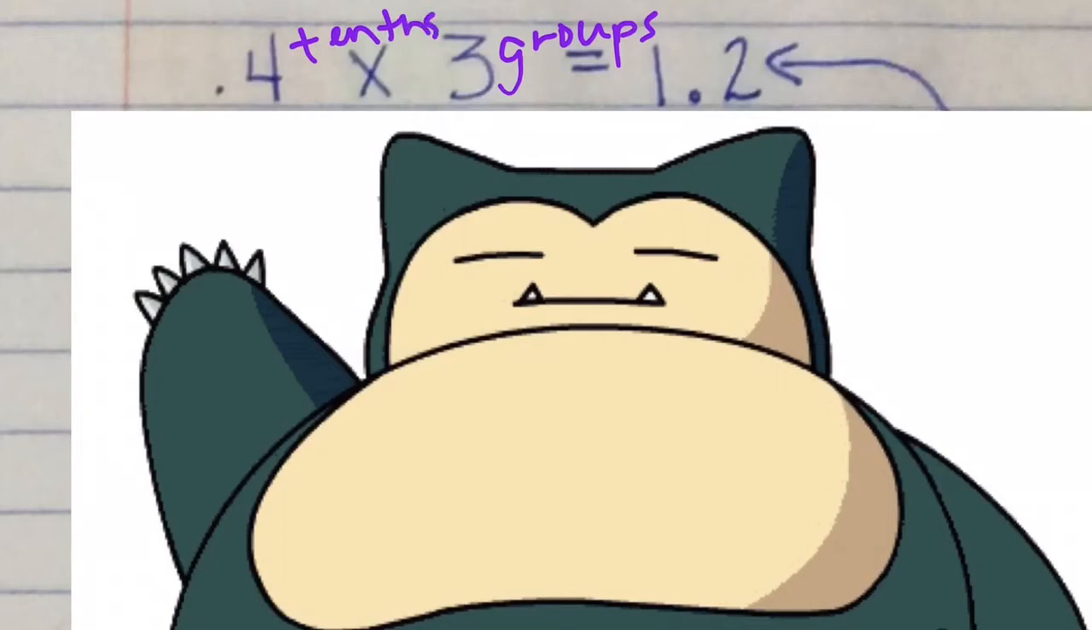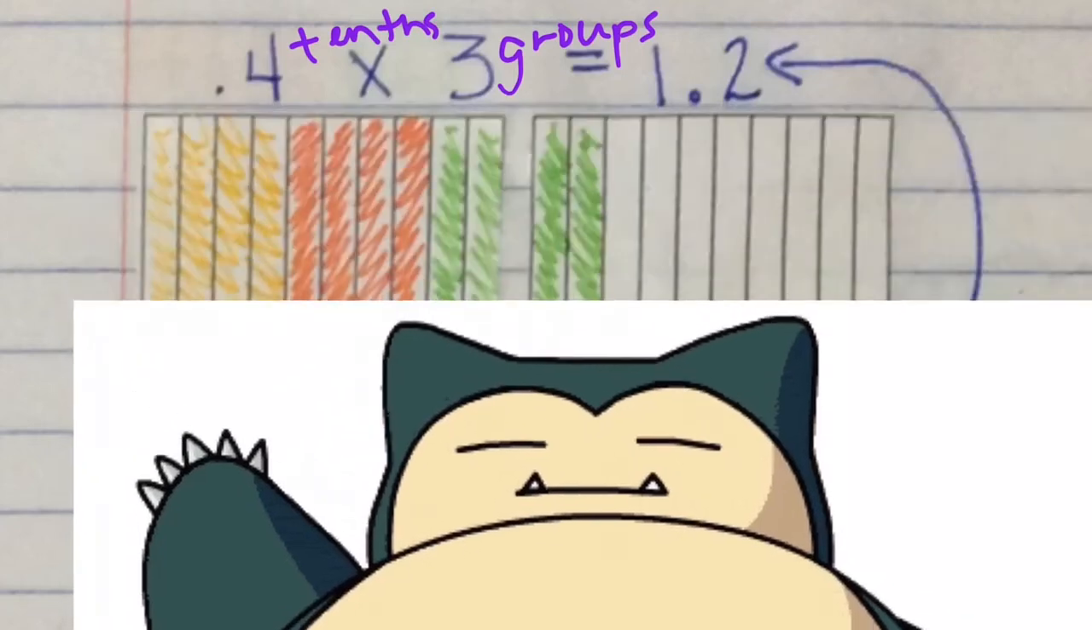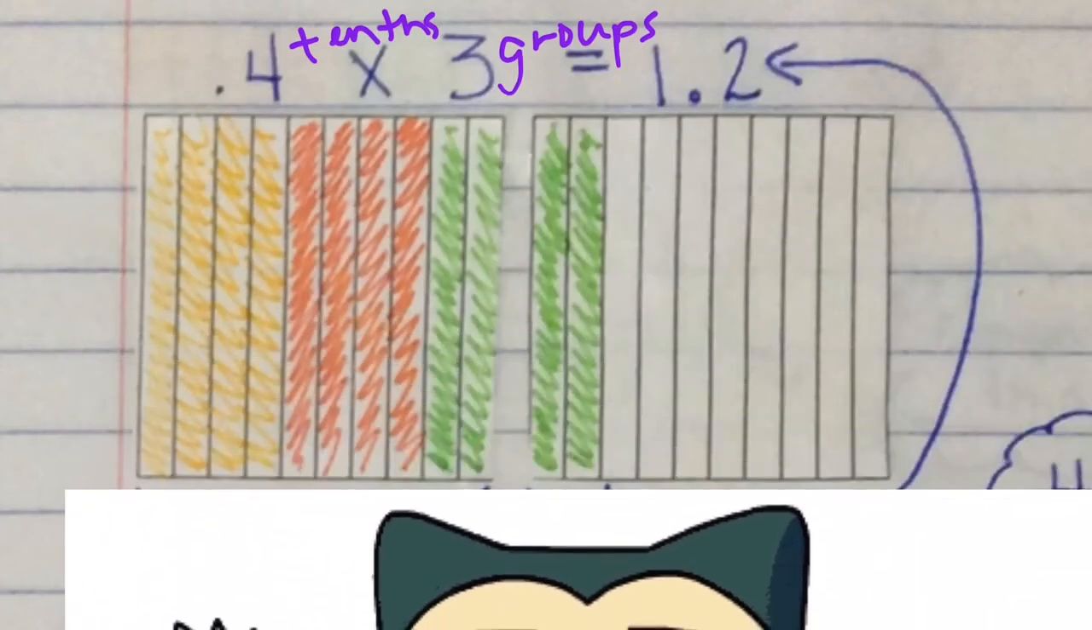So we're going to have 3 groups. See my 3 colors? I've got yellow, orange, and green. I've got 3 groups of 4/10. We split our whole number into 10 equal pieces, and 4 of them are shaded. There's 4/10, then the orange group, 4/10, then the green group, 4/10.